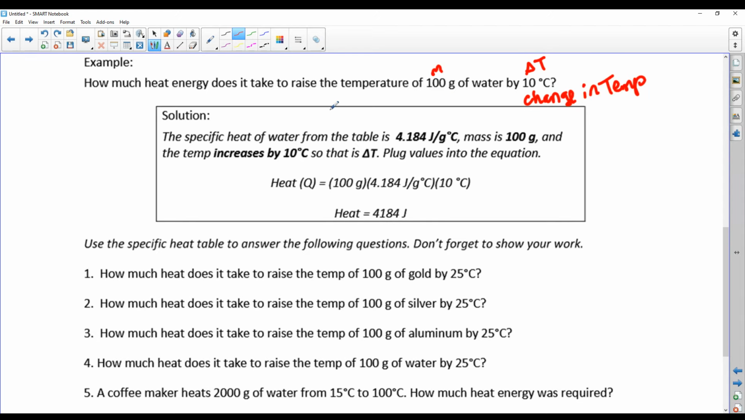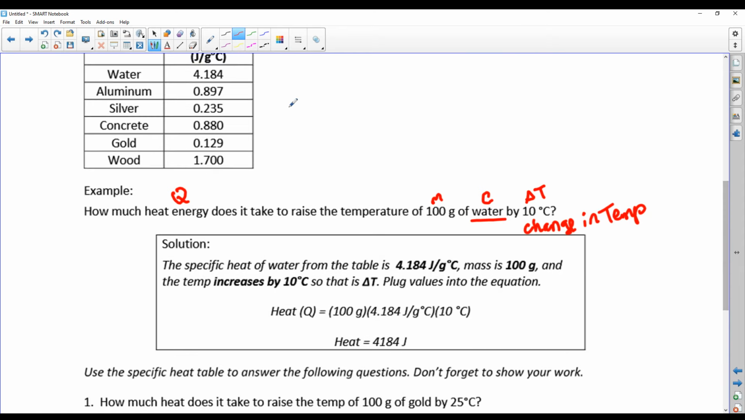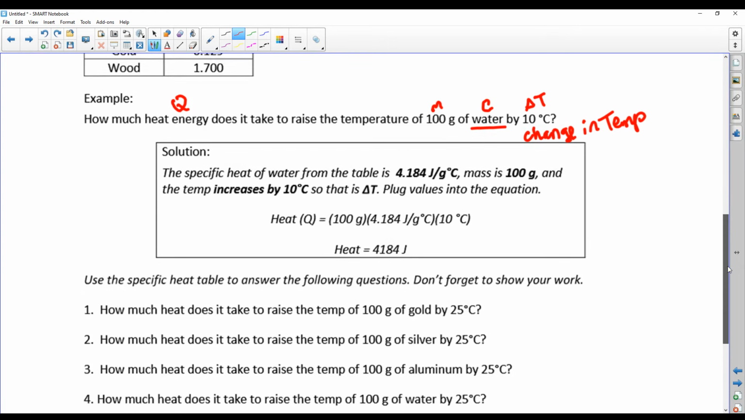All right, so what about the C? We've got to have C if we're going to calculate this heat energy. That's my Q. We want to know how much heat energy, so where's my C? Well, the C, remember, is substance dependent. So if I look and I see it's water, that's where I get my C. I come back up to the table up here and I see water is 4.184 with all these units. So the specific heat of water from the table, which is my C, is 4.184 joules per gram degree Celsius. The mass is 100 grams, and the temperature increases by 10 degrees, so that is my delta T.